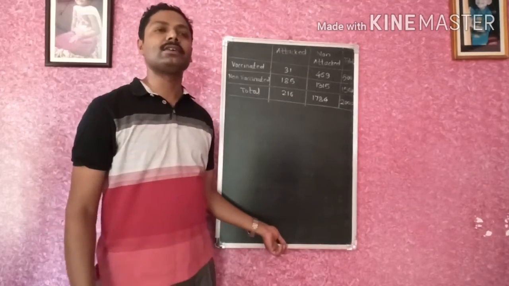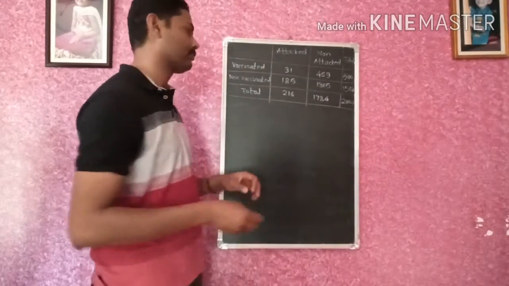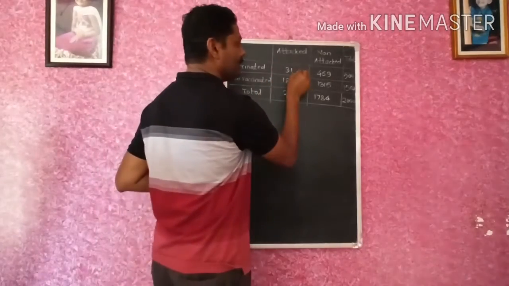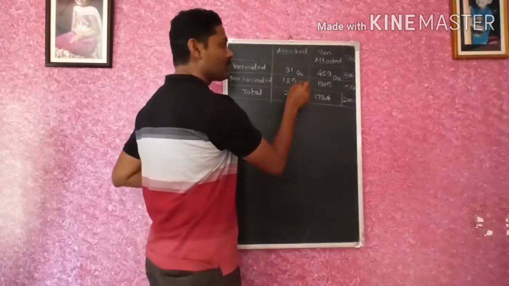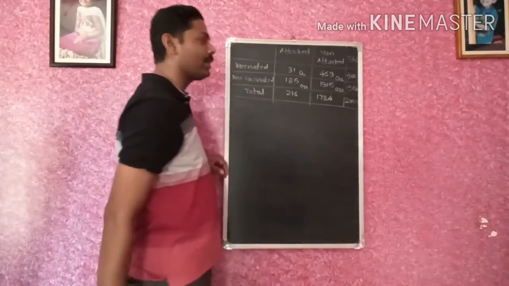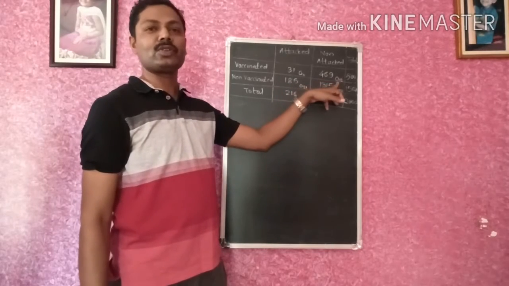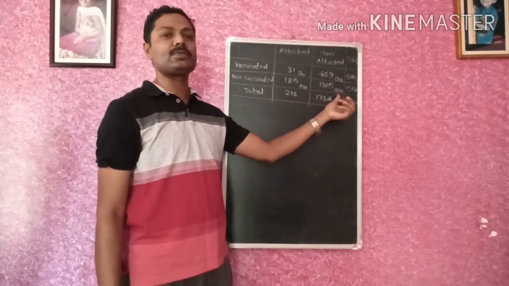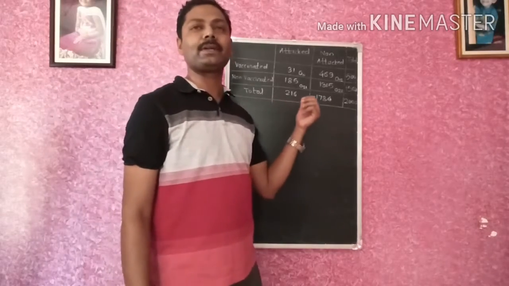Next step is to calculate the expected frequencies using the formula E is equal to R into C divided by the grand total. The first observed frequency is 31, its position is O11, then O12, O21, and O22. O11 stands for the observed frequency of first row first column, O12 the first row second column, O21 the second row first column, and O22 the second row second column. By using the positions of these observed frequencies, we can calculate the expected frequencies.